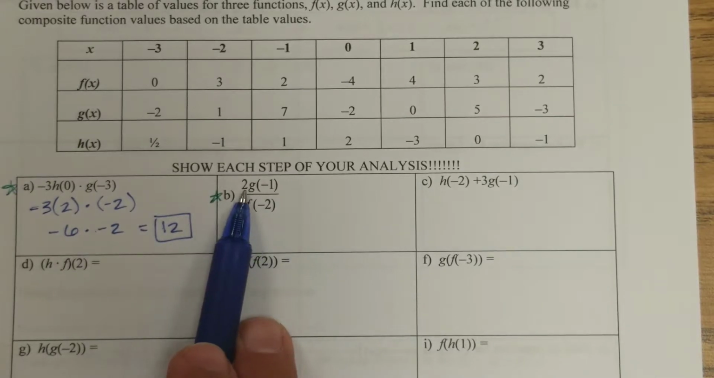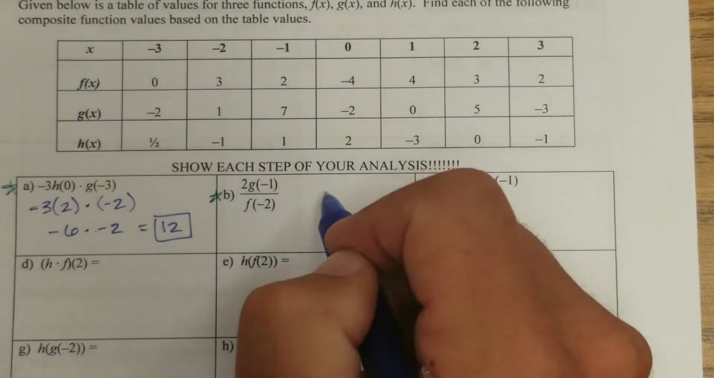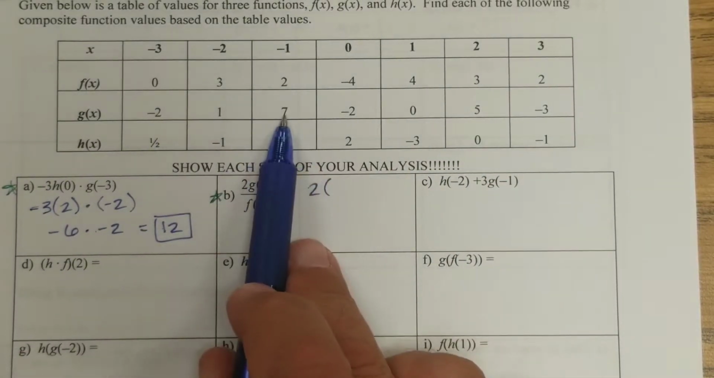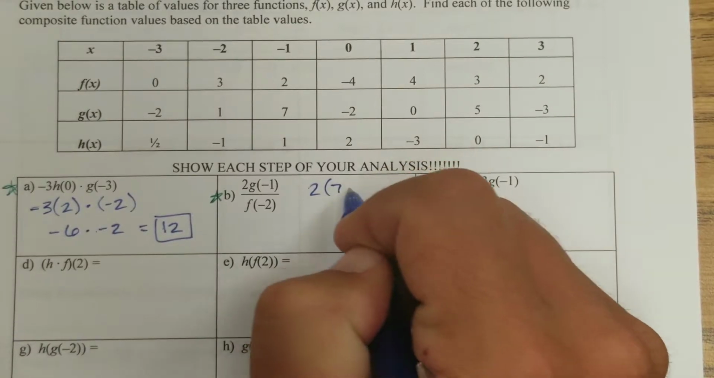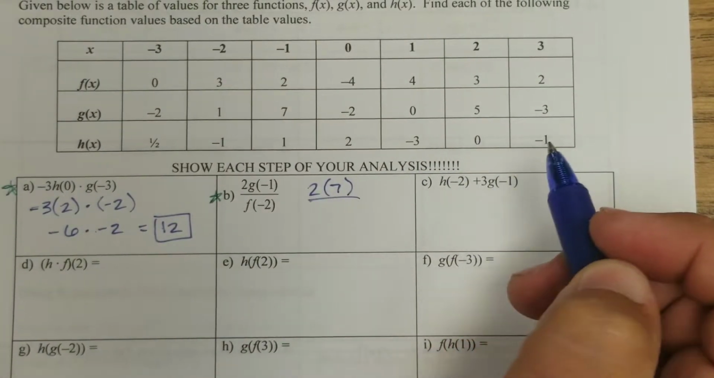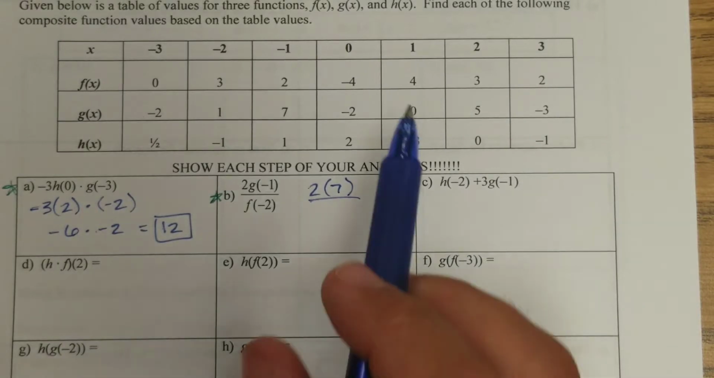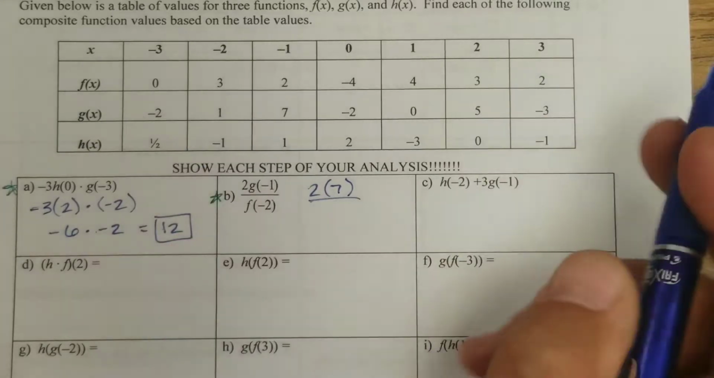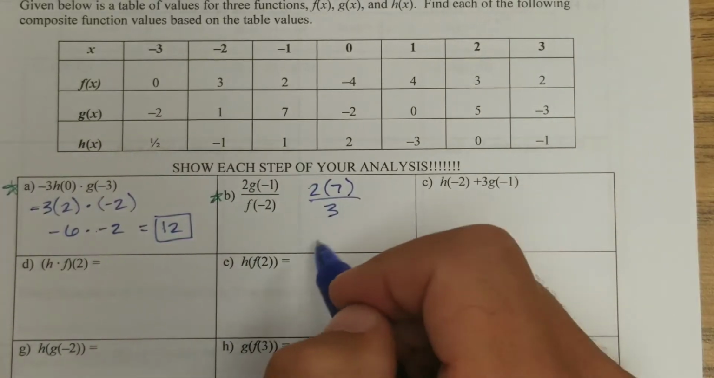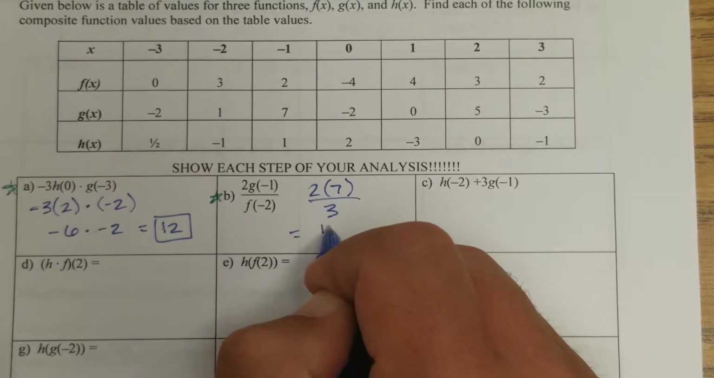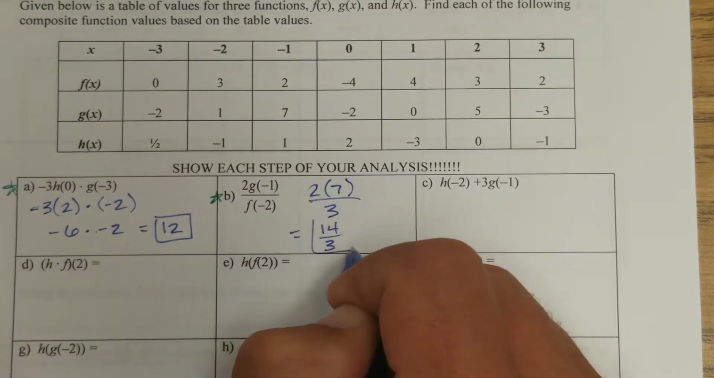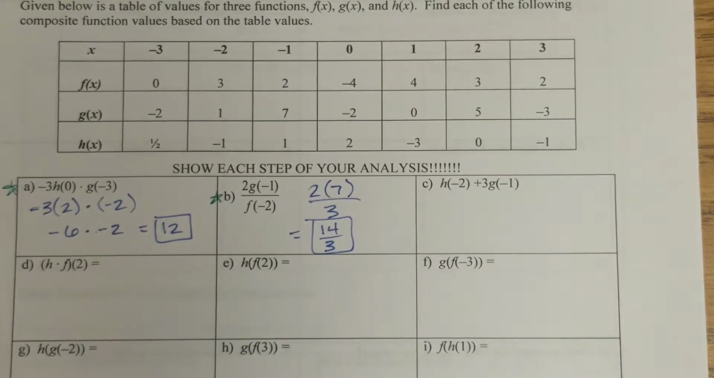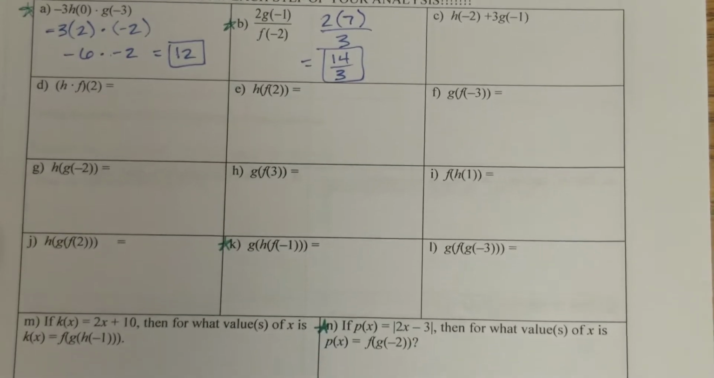Here I have 2 times g of -1. So 2 times, plug in a -1 into the g function, and I get 7. Over f of -2, so plug in a -2 to the f function, and I get 3. And we simplify that, and we get 14/3. Okay, easy stuff.